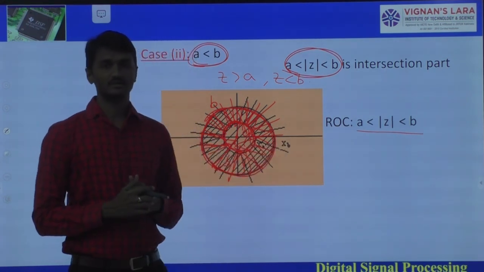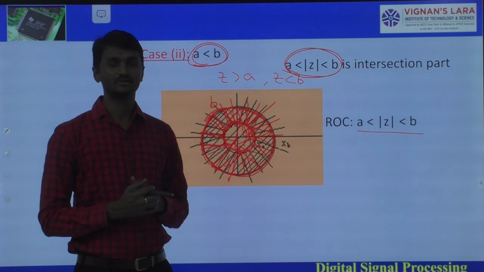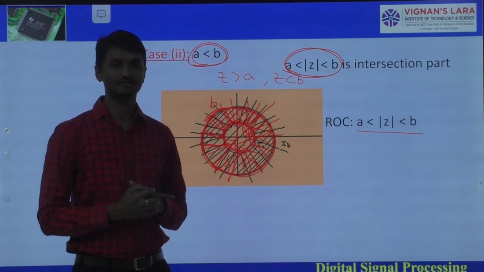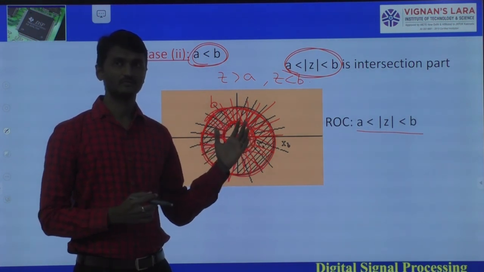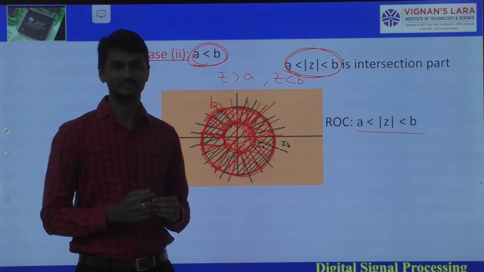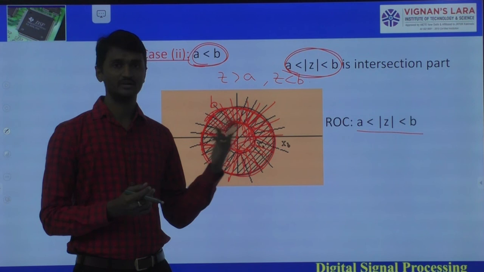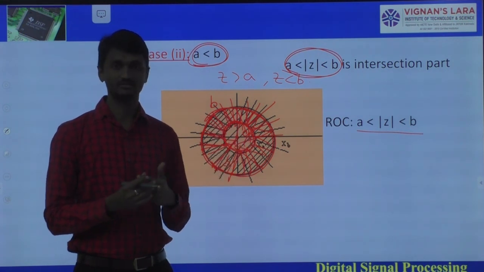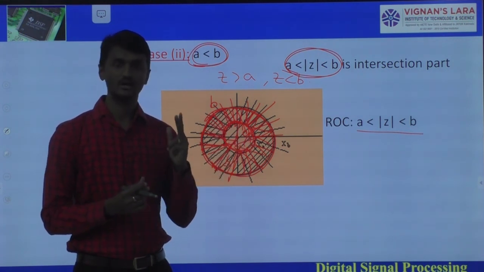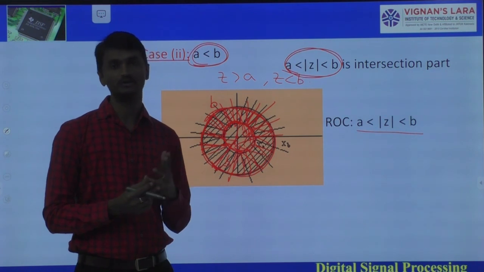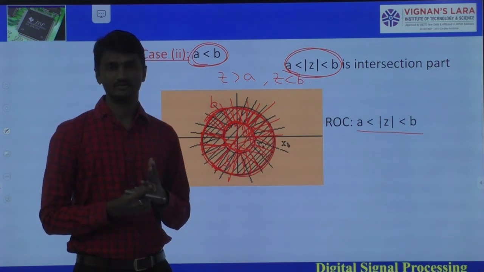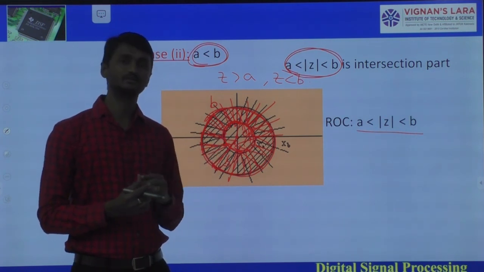In the next lecture, we will discuss the properties of Z transforms as well as the Z transform for different types of LTI systems. That means we have to find the response of the systems by using Z transform, like impulse response, step response as well as total response, and also find what the system function is. All these things we will discuss in the next class.